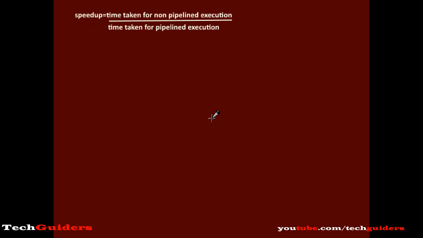Another parameter is the speedup. We know that the execution speed of pipelined execution for n number of instructions is greater compared to the execution speed of the non-pipelined approach. It means the time taken for non-pipelined execution is greater compared to the time taken for pipelined execution. Hence, with pipelining, we have a speedup which is equal to the time taken for non-pipelined execution divided by the time taken for pipelined execution. So what is the time taken for non-pipelined execution?